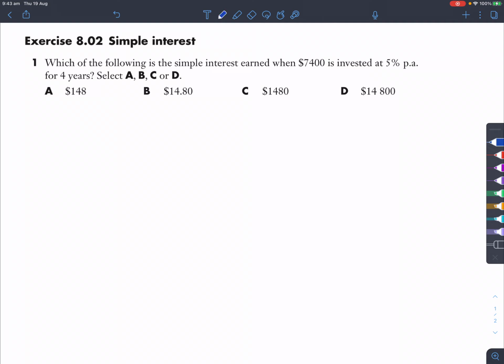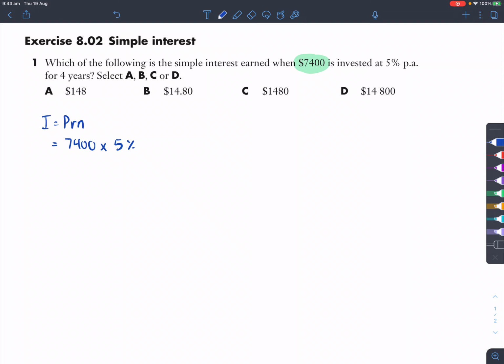So let's have a look at the first example. Which of the following is the simple interest earned when $7,400 is invested at 5% per annum for 4 years? So remember, I = PRN. Our principal in this case is $7,400, that is the amount of money that we put in the bank, and the rate at which it's growing is 5%.